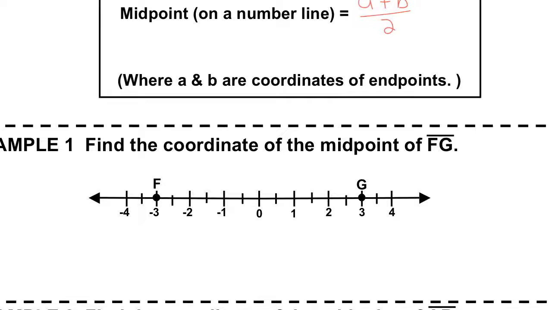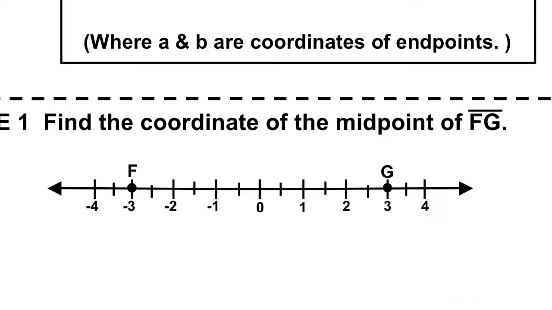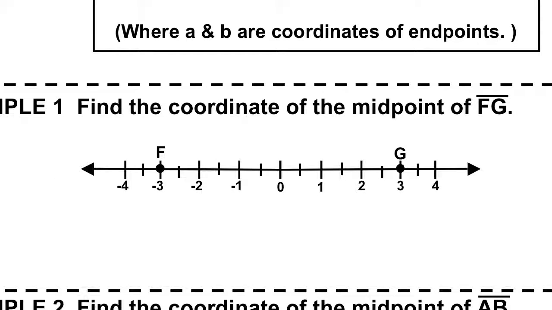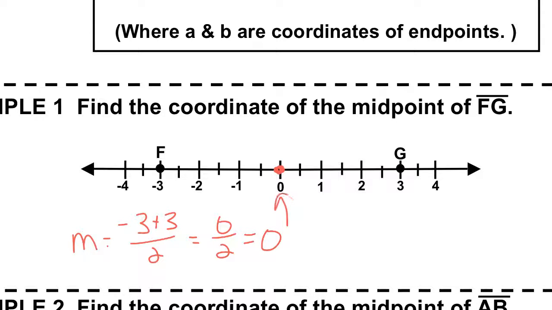It says find the coordinate of the midpoint of FG. So you can go ahead and do this with the formula we just did. I'm going to use M for midpoint. I know one of them is -3, and I'm going to add to that +3, and I'm going to divide it by 2. That gives me 0 over 2, and I hope we know that that equals 0. So there is our midpoint. Now, of course, you could probably count that as well, but this is a pretty easy one, not too complicated. Let's look at the next one.